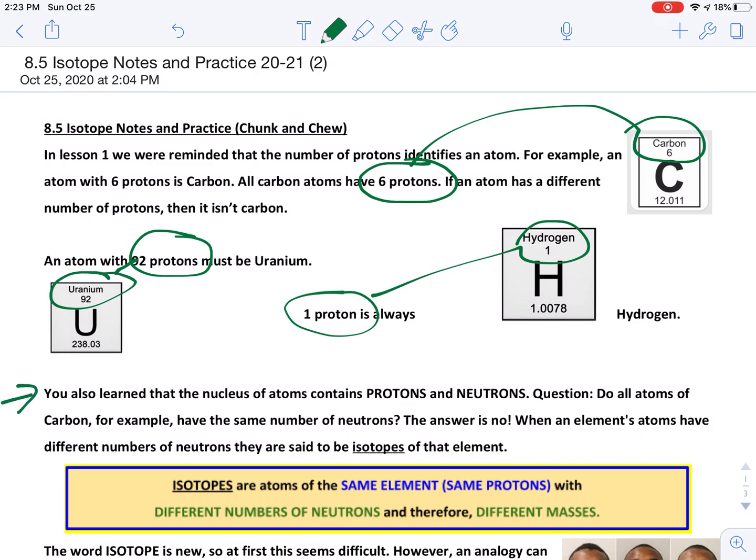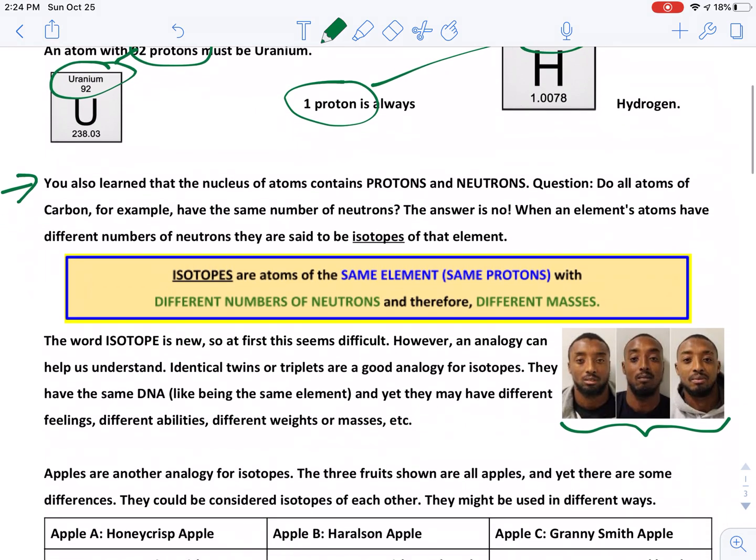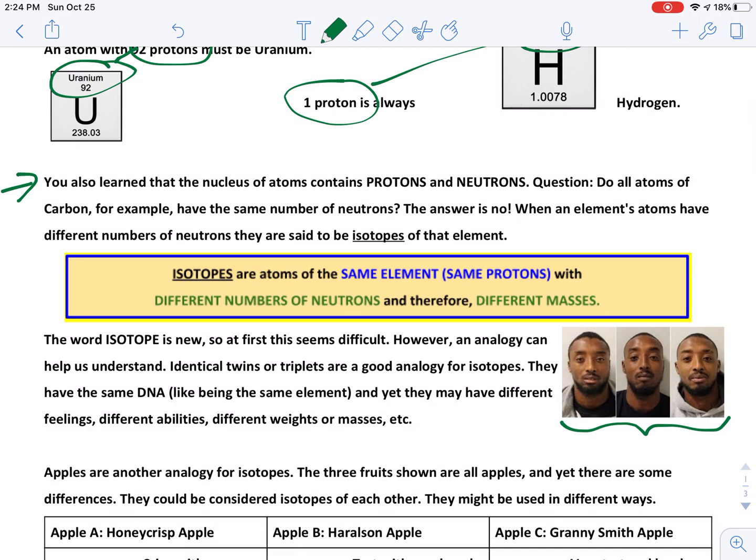Reading on. You also learned that the nucleus of atoms contains protons and neutrons. Question: do all atoms of carbon, for example, have the same number of neutrons? The answer is no. When an element's atoms have different numbers of neutrons, they are said to be isotopes of that element. So here in the box is a definition. Isotopes are atoms of the same element, same protons, with different numbers of neutrons and therefore different masses.